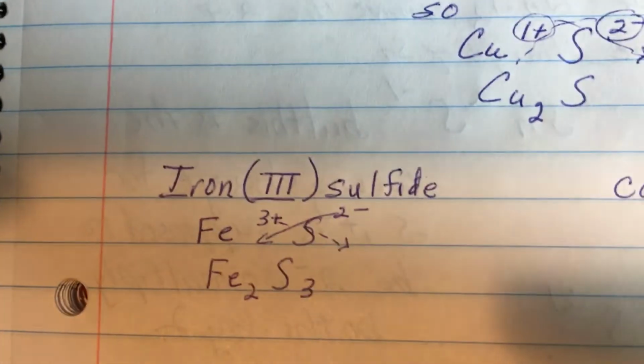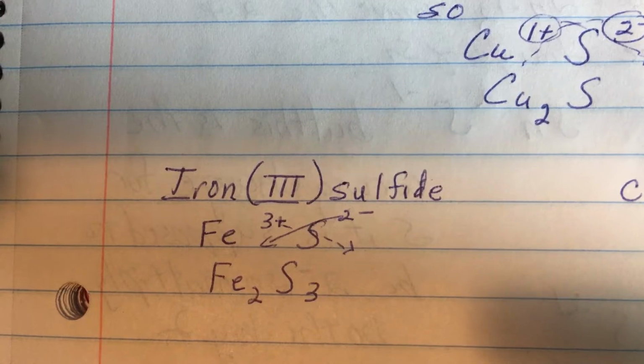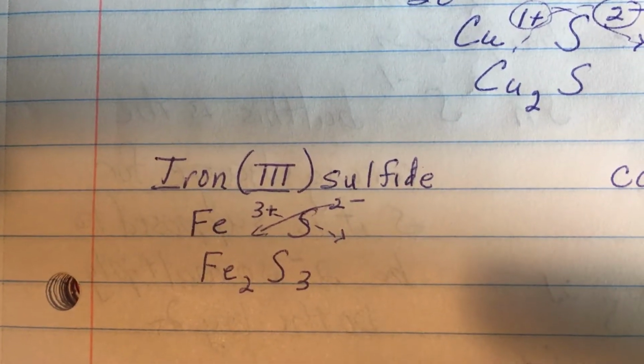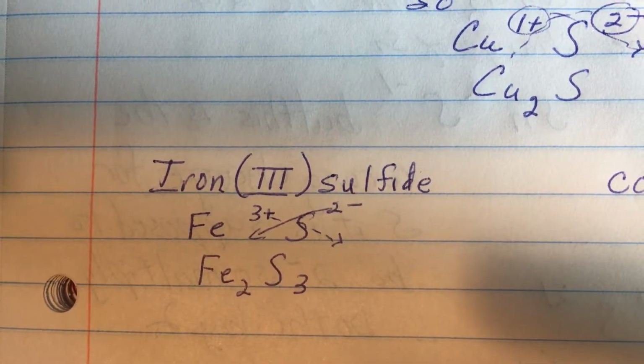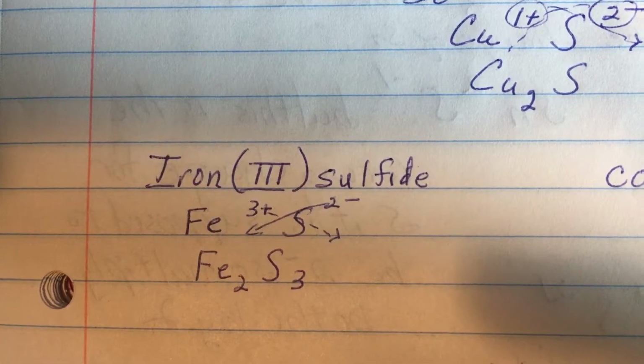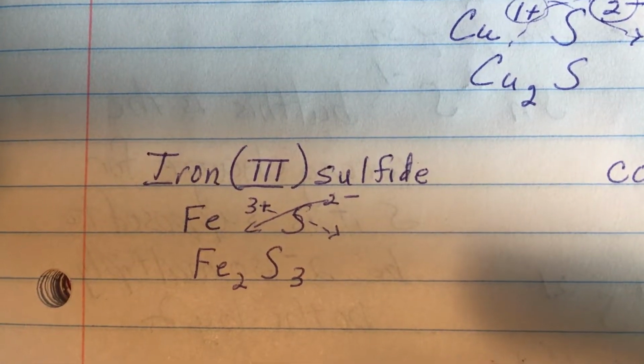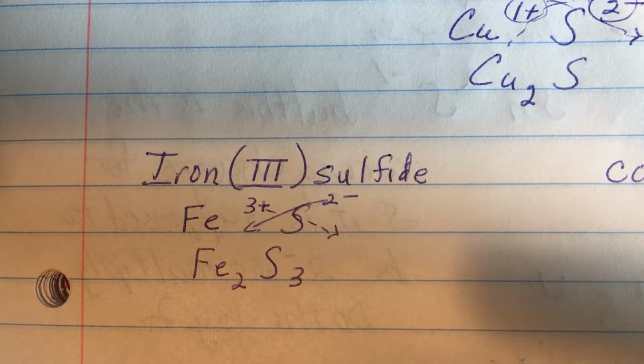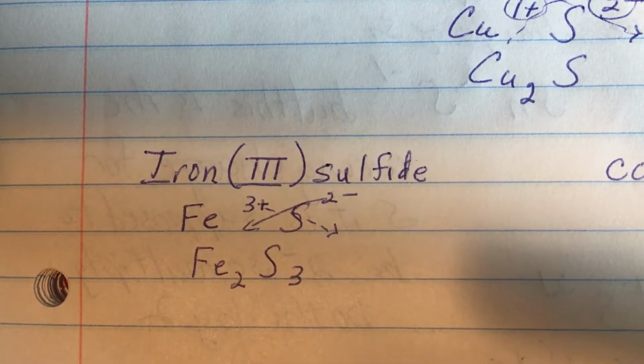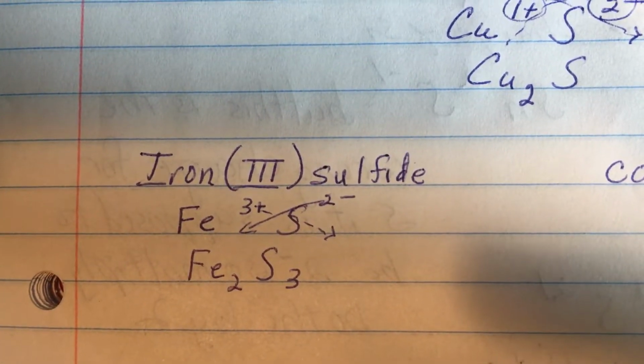Here's another example. They want us to write iron(III) sulfide. You write Fe3+, S2-. Crisscross the numbers, and you end up with a formula Fe2S3.